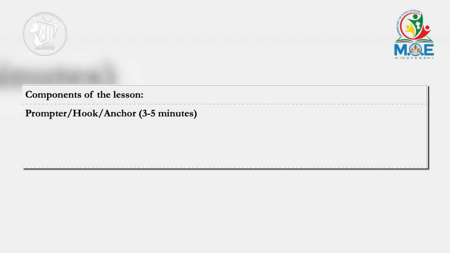Components of the lesson: prompter, hook, or anchor. And this is where the teacher will engage the learners. Please know that the teacher might use a question, activity, short video, image, or piece of text that is related to the purpose and SCOs, or specific curriculum outcomes, of the lesson, and that will pique the students' interest.